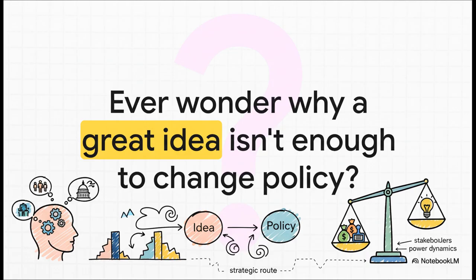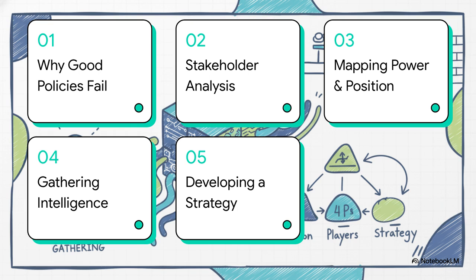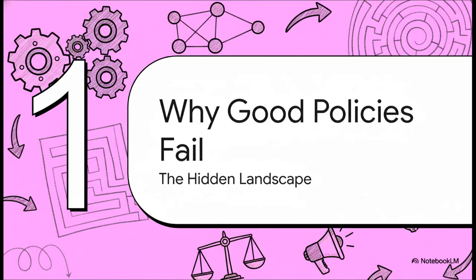But the truth is, a good idea is really just your ticket to get into the game. Actually winning that game takes a completely different set of skills. So, how do you turn that great idea into reality? Well, we're going to walk through a 5-step process. We'll start with why policies fail in the first place, then get into a tool called stakeholder analysis, map out the political landscape, gather some intel, and finally, build a winning strategy. Let's do it.